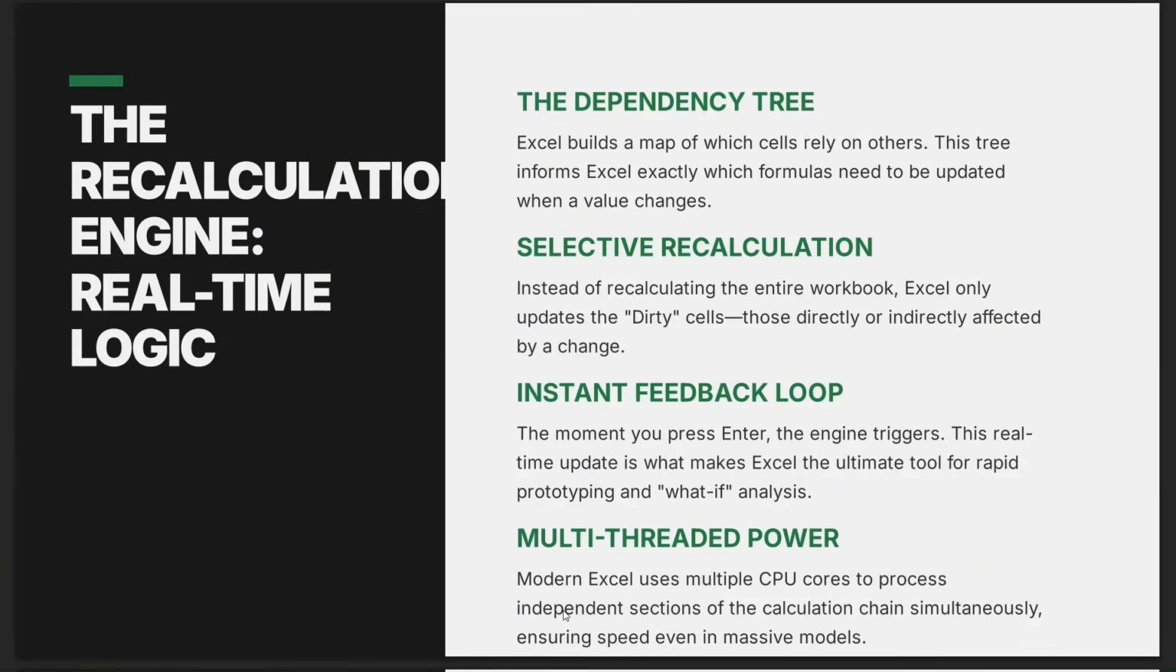Instant feedback loop. This is the moment you press enter, the engine triggers. This is a real-time update that Excel makes for essential prototyping or what-if analysis, as we just mentioned. And then multi-threaded power. Modern Excel uses multiple CPU processors or cores to process independent sections of calculations, and it makes it much speedier.